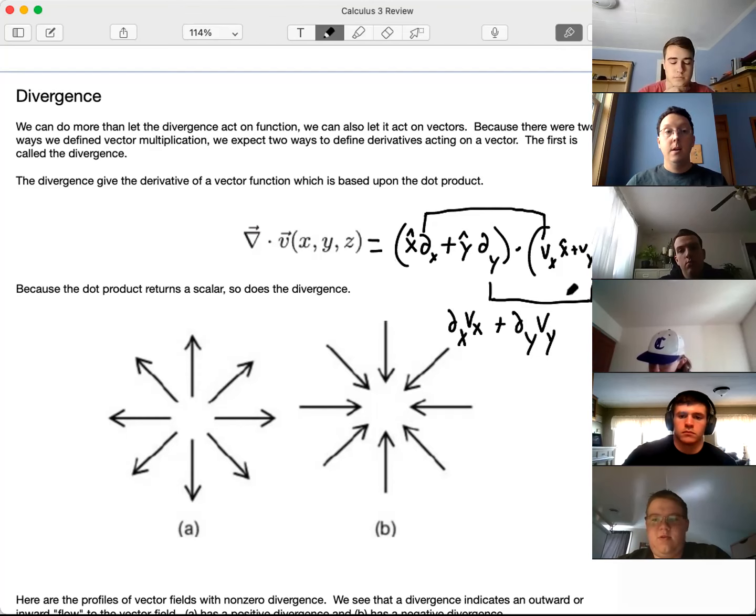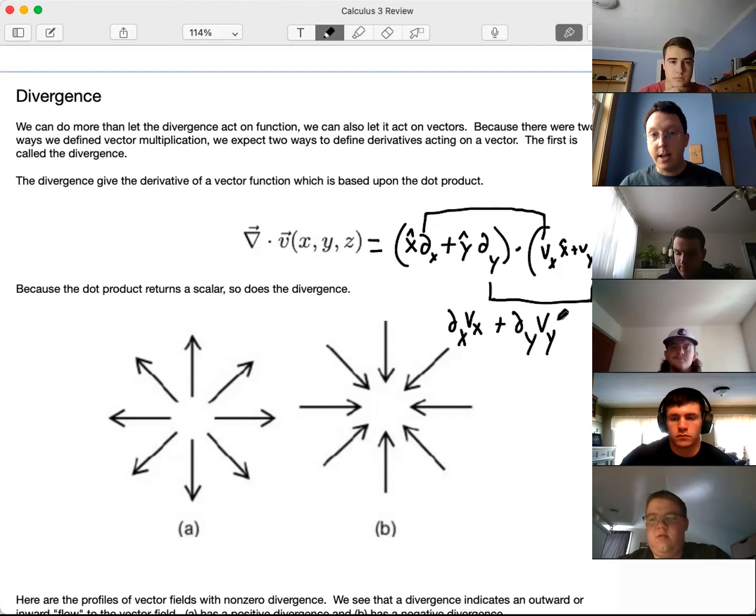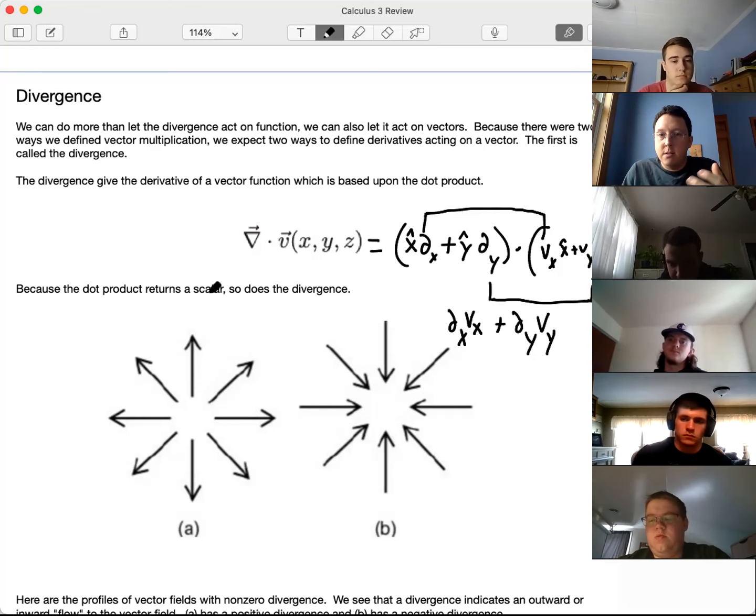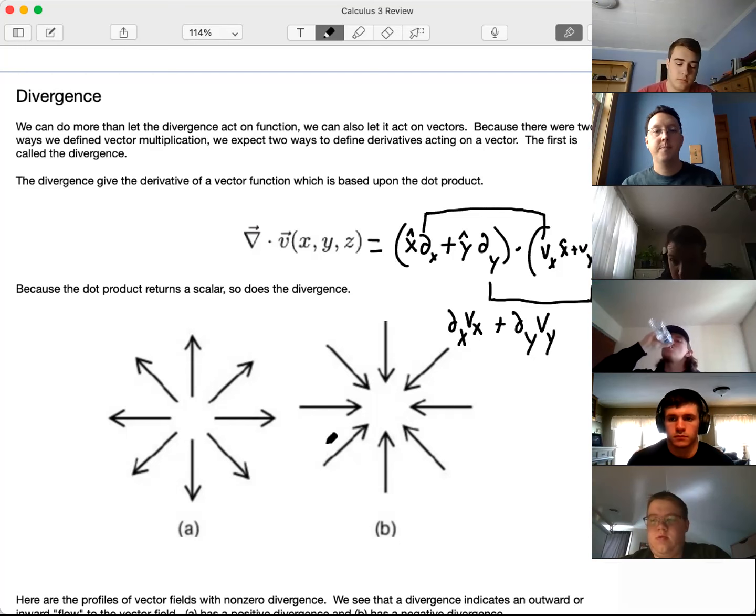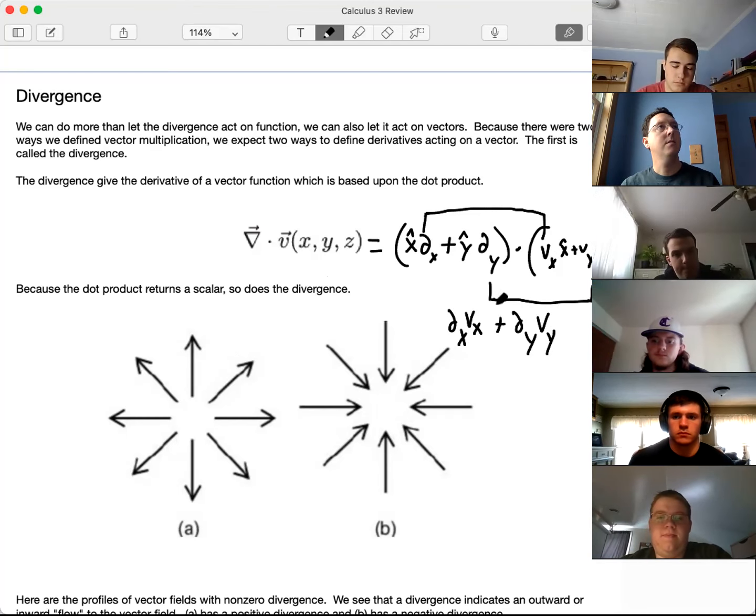Okay. So notice after taking the dot product, there are no vectors anymore. What you're left with is some scalar quantity. Yeah, it's built out of pieces of a vector, but there's no vector left over. It's just a scalar. What does it tell you? Who did you have? Stephanie? What does a divergence measure or tell you?